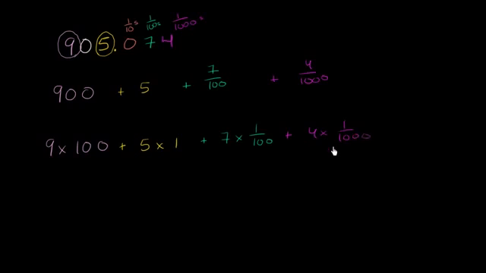4 times 1/1,000th. Notice, this is coming from the hundreds place. You have 0 tens, but I'll write the tens place there just so you see it. So it's 0 tens, so I didn't even bother to write that down. Then you have your ones place. You have 5 ones. Then you have 0 tenths, so I didn't write that down. Then you have 7 hundredths, and then you have 4 thousandths. So, we are done. We've written this out, really just understanding what this number represents.